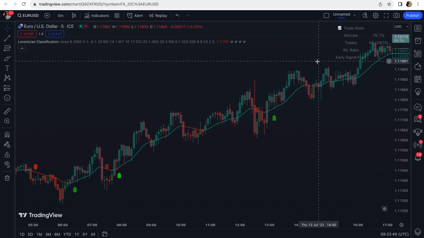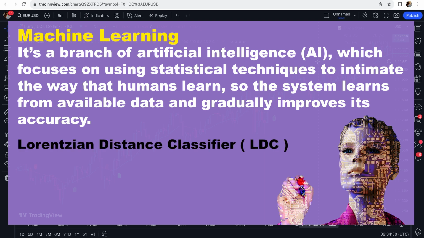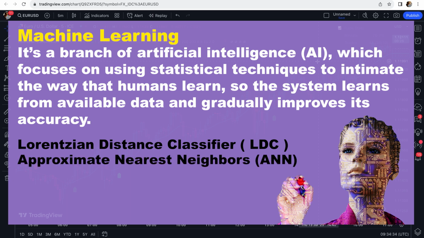In case you don't know what machine learning is, it's a branch of artificial intelligence which focuses on using statistical techniques to imitate the way that humans learn, so the system learns from available data and gradually improves its accuracy. And this indicator uses a special algorithm which is called Lorentzian distance classifier, alongside with another algorithm named approximate nearest neighbors, which are proved to be useful in predicting the direction of future price movements.